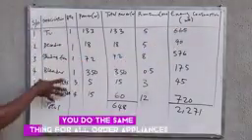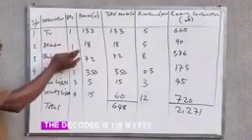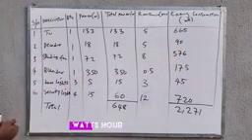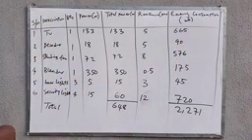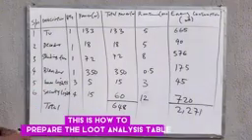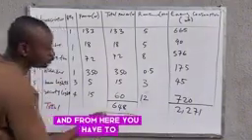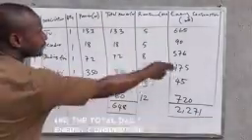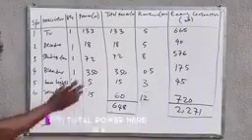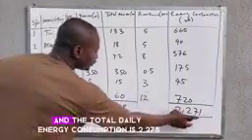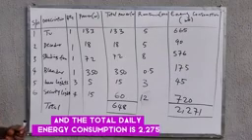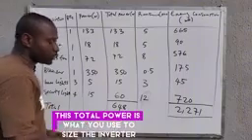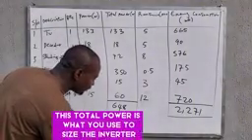So you do the same thing for all other appliances. The decoder is 18 watts, and the total energy consumption is 90 watt hours. This is how to prepare the load analysis table. And from here, you have two data you're going to use: the total power and the total daily energy consumption. The total power here is 648 watts, and the total daily energy consumption is 2,271 watt hours.